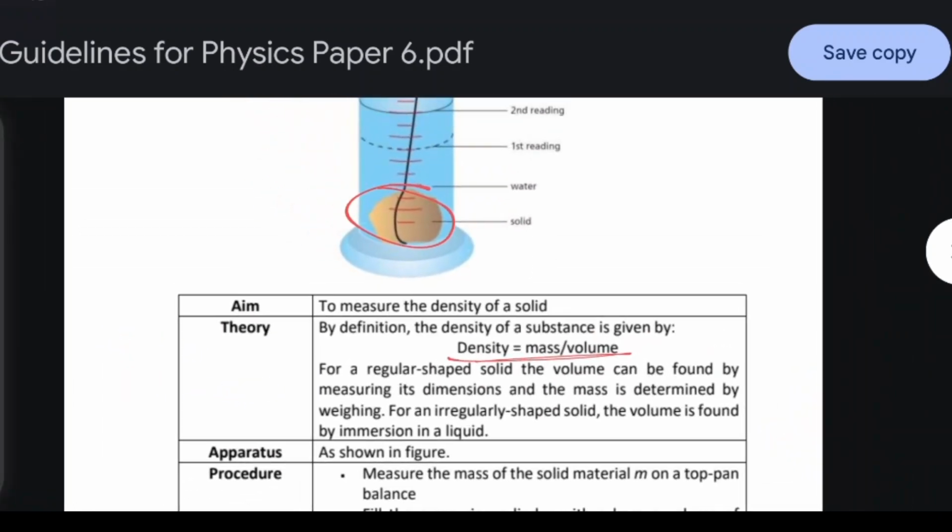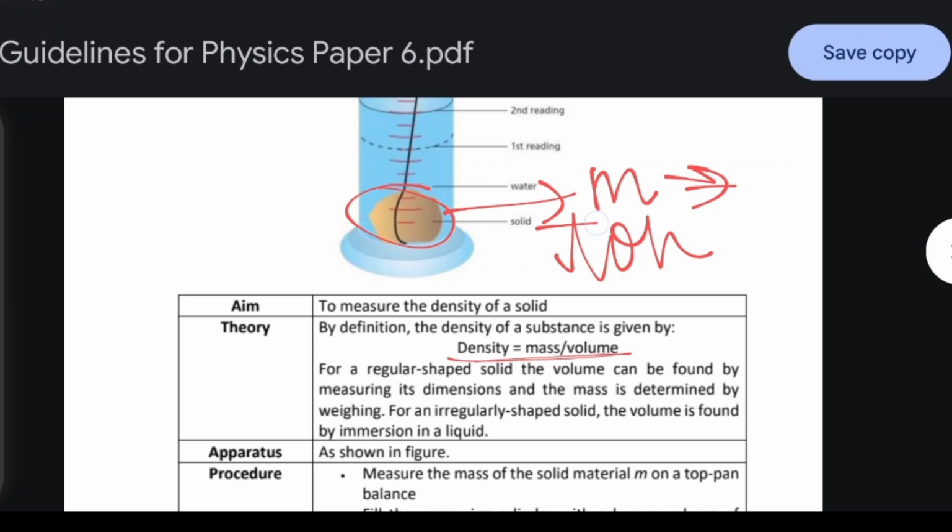So how will we measure the mass of the solid? Mass can be measured using a top pan balance. Remember this term, top pan balance. So how are you going to measure the volume?